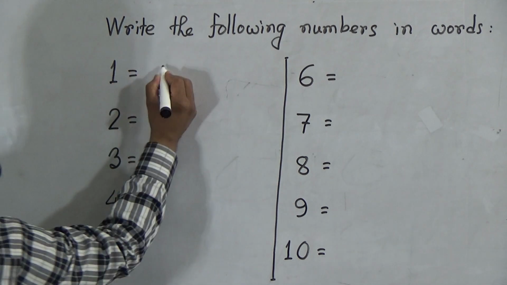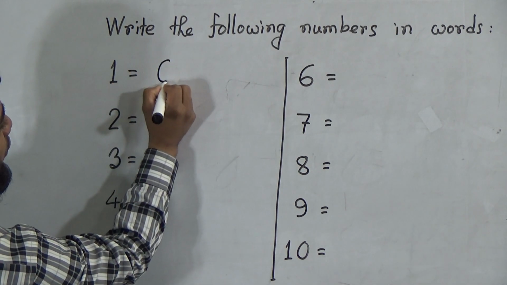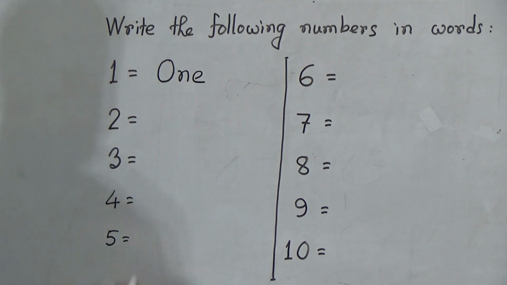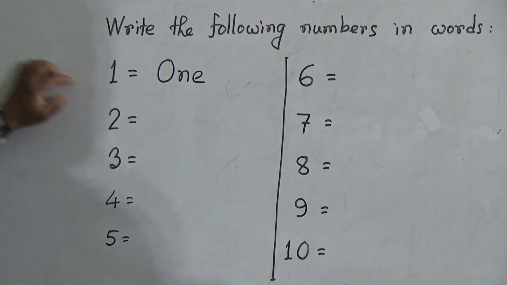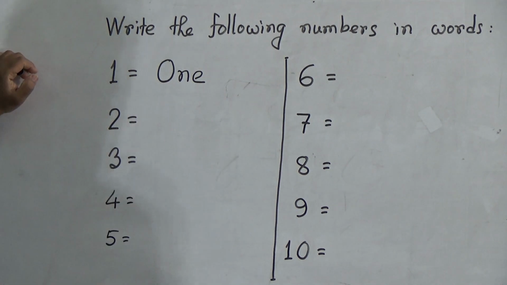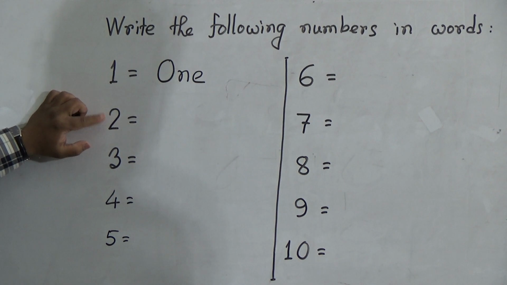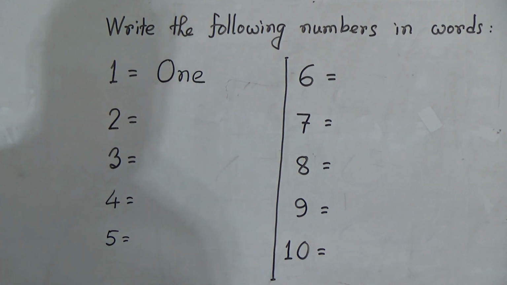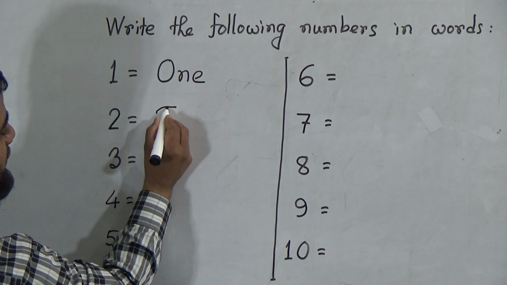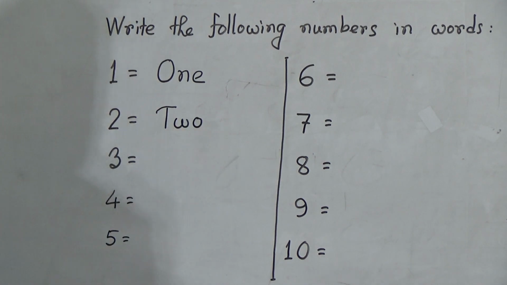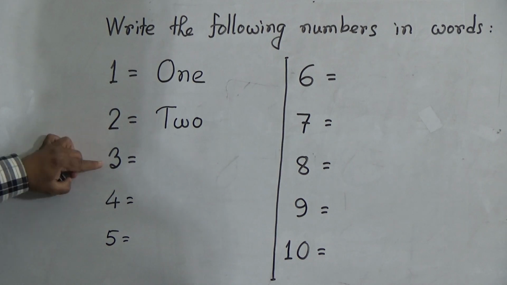The spelling of 1 is O-N-E, 1. This first number is 1 and the spelling of 1 is O-N-E, 1. After 1 we have the number 2, and the spelling of 2 is T-W-O, 2. After 2 the number comes which is 3.